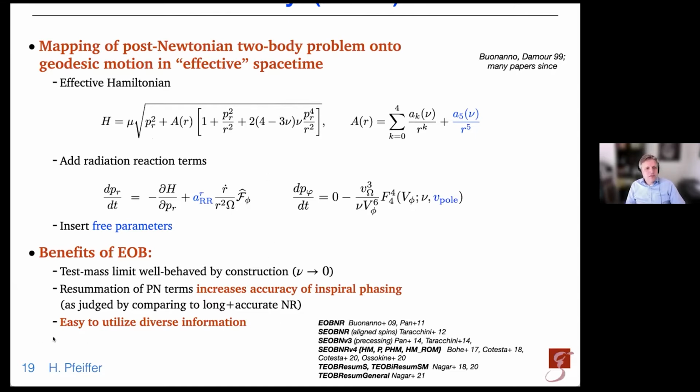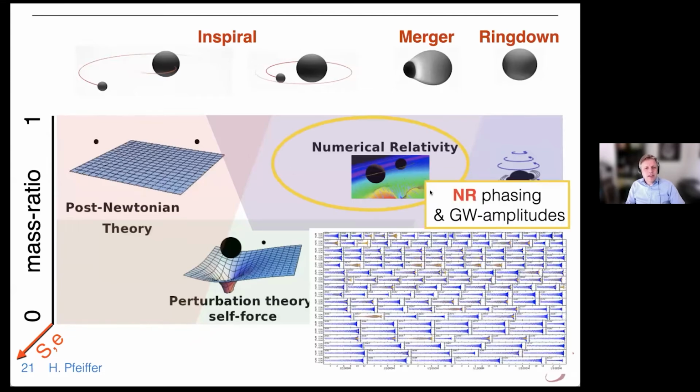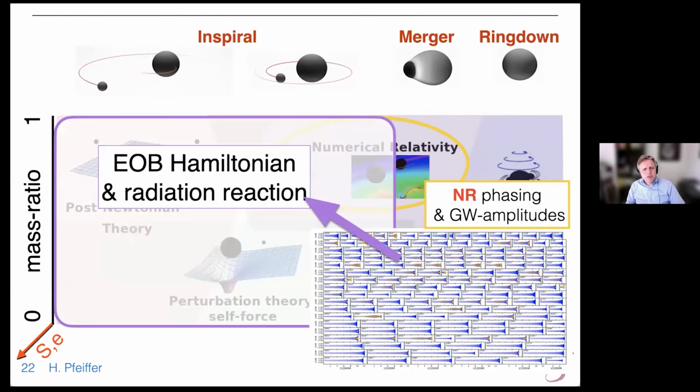The final big advantage of EOB is that it's easy to utilize diverse information from a variety of sources. Let me switch back to the diagram of mass ratio and frequency I illustrated earlier. And let me highlight that from numerical relativity, we have the phasing and gravitational wave amplitudes of a vast number of points in the M1, M2, and spin parameter space by now. And so one can use all this information and adjust the free parameters in the EOB Hamiltonian and radiation reaction term, such that the EOB model reproduces the NR waveforms where they are available.